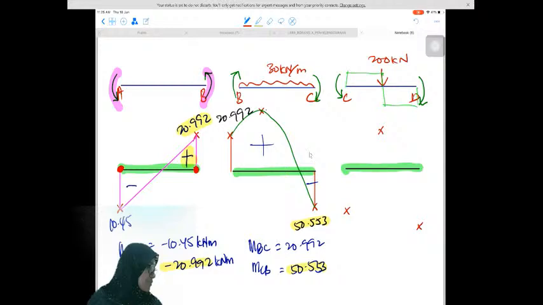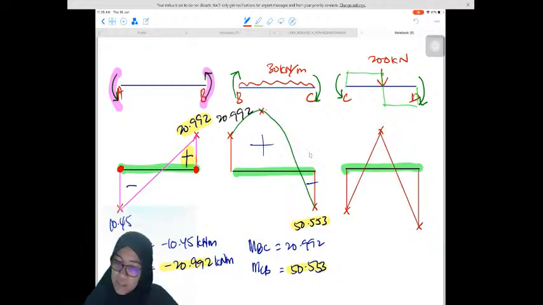Okay, so here is like this. We just join this line and this line. Okay, so this is the shape of the bending moment diagram for member CD. Okay, the maximum moment we determined just now, I forgot to put the value, so we can put the value of moment here. Here also has the maximum moment.